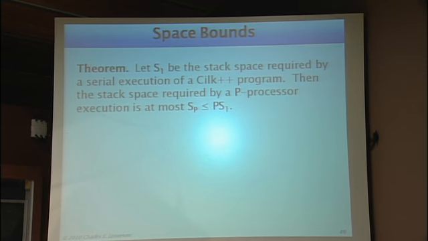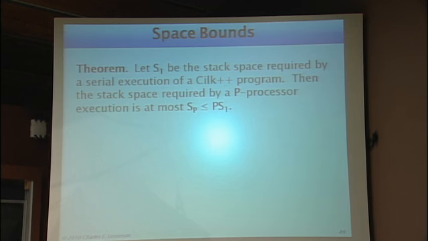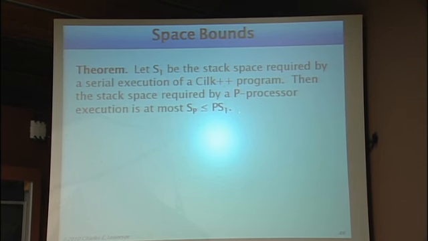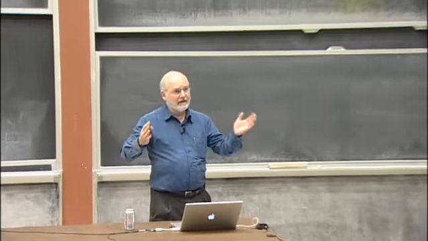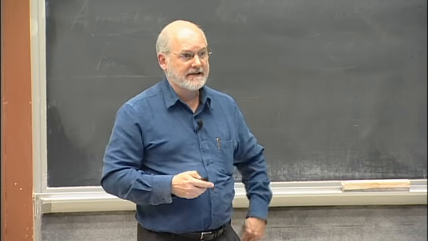This leads to a very powerful bound on how much space your program is using. Normally, if you do a greedy scheduler, you could end up using gobs more space than you would in a serial execution, gobs more stack space. In Cilk++ programs, you have a bound. It's P times S1 is the maximum amount of stack space that you'll ever use, where S1 is the stack space used by a serial execution. So if you can keep your serial execution to use a reasonable amount of stack space, and usually it does, then in parallel you don't use more than P times that amount of stack space.